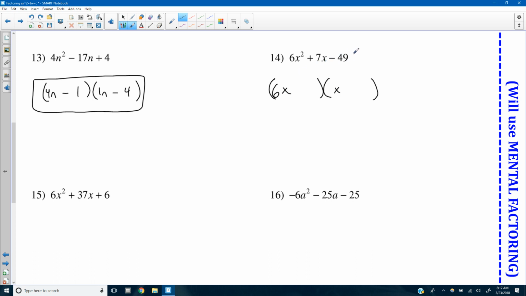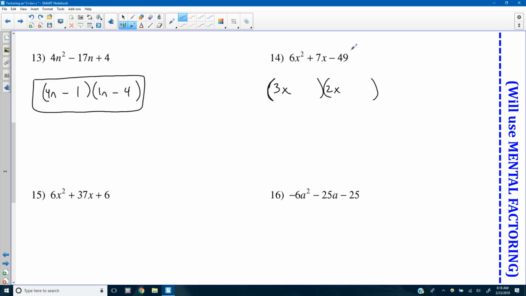49, multiples of 49 are 7 and 7. Obviously, I'm not going to multiply the 6 by a negative 7 anywhere to get a positive 7 out, so I don't think the 6 is going to work here. Only way this is possible is with 2 times 3. So again, that's me doing times tables fast. Let's try 3 and 2.